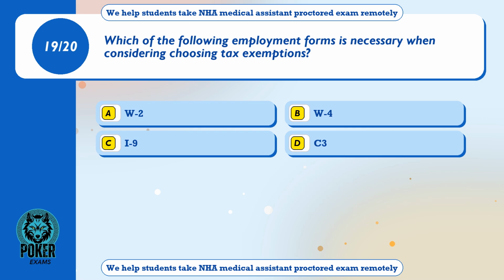Question 19. Which of the following employment forms is necessary when considering choosing tax exemptions? Option A, W-2. Option B, W-4. Option C, I-9. Option D, C-3.